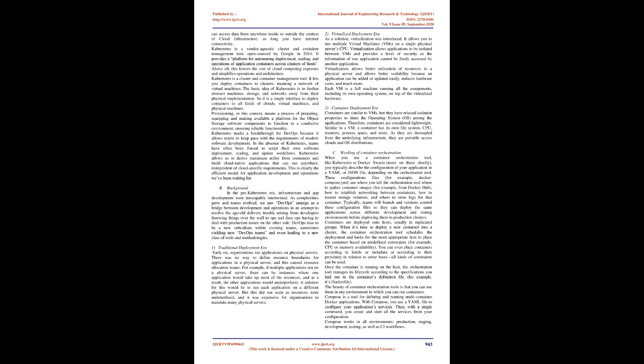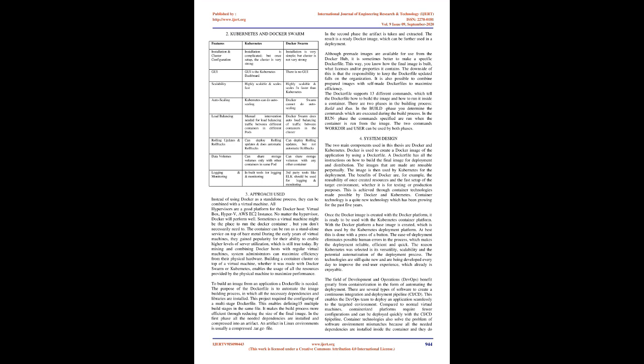Working of container orchestration: when you use a container orchestration tool, like Kubernetes or Docker Swarm, more on these shortly, you typically describe the configuration of your application in a YAML or JSON file, depending on the orchestration tool. These configuration files, for example, Docker compose.yml, are where you tell the orchestration tool where to gather container images, for example, from Docker Hub, how to establish networking between containers, how to mount storage volumes, and where to store logs for that container.